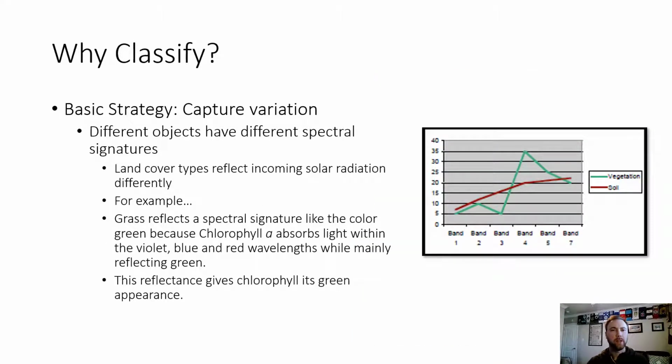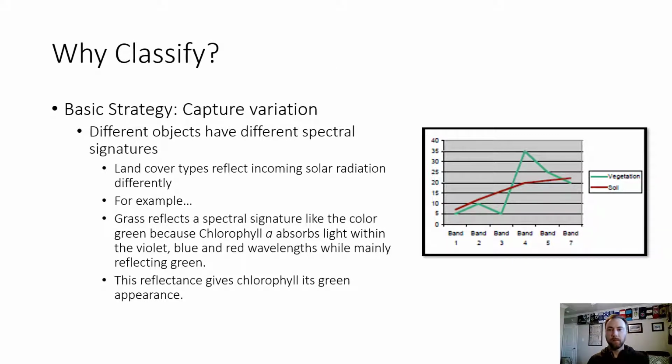So what's the basic strategy? The basic strategy is capturing variation. So different objects have different spectral signatures. Land cover types reflect incoming solar radiation differently. For example, grass reflects a spectral signature like the color green because chlorophyll A absorbs light within the violet, blue, and red wavelengths while mainly reflecting green. This reflectance gives chlorophyll its green appearance.